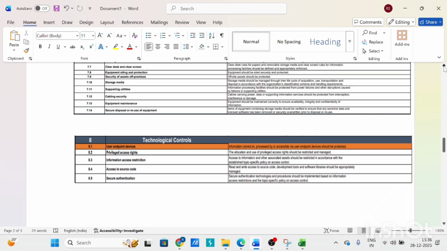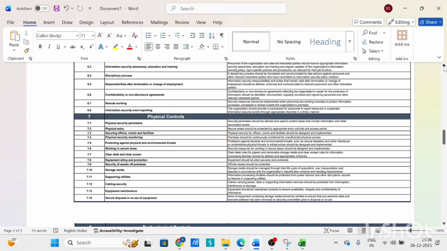Next we have physical controls. In physical controls, the numbering starts from 7, where 7.1 talks about physical security perimeters. Security perimeters should be defined and used to protect areas that contain information and other associated assets. Physical entry: secure areas should be protected by appropriate entry controls and access points. Securing offices, rooms, and facilities related to the organization: physical security for offices, rooms, and facilities should be designed and implemented. Physical security monitoring: premises should be continuously monitored for unauthorized physical access.